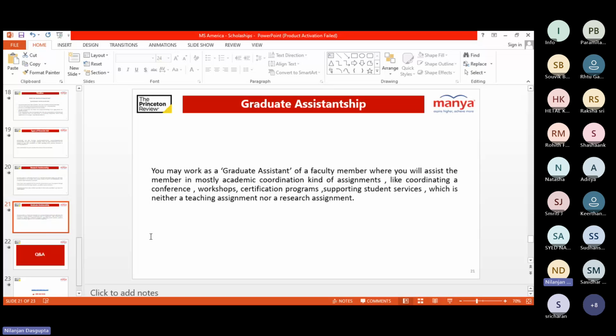So you need to identify which assistantship you will be most suitable for, either graduate, research, or teaching, and then you can approach. You can talk to your program advisor or your department teacher to understand whether there's any graduate or teaching assistantship position vacant with them where you can go and contribute. So that is how it is normally done.